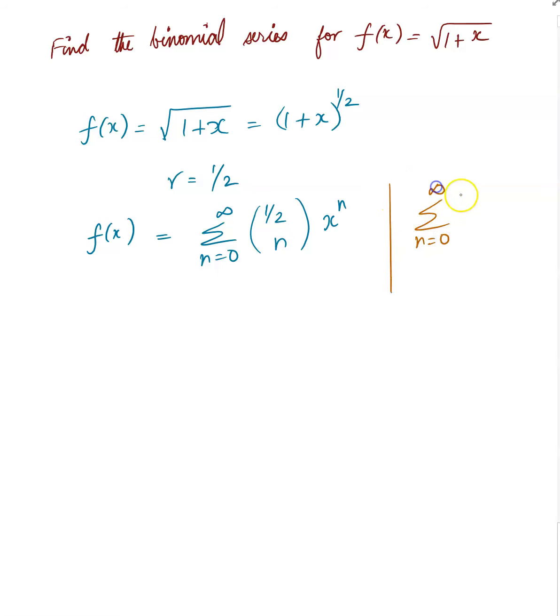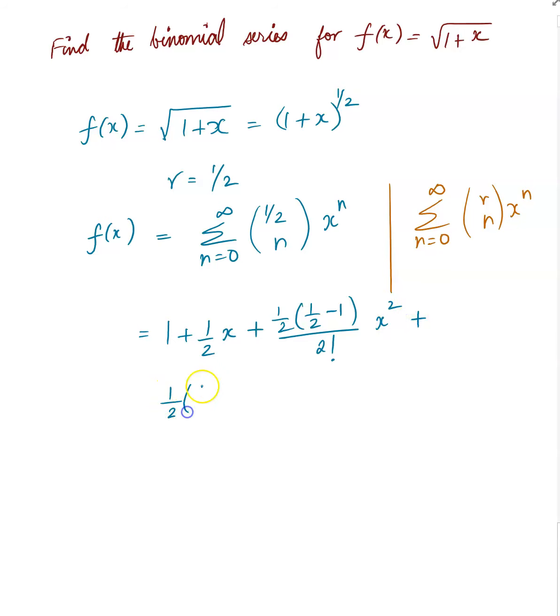Because you had it as, let's just write that by the side, the general form was r choose n, x to the power n, right? In the place of r, we now have half. And let's also expand this. We get 1 plus half x, plus half times (half minus 1) over 2 factorial x squared, plus half times (half minus 1) times (half minus 2) over 3 factorial x cubed, and so on, right?